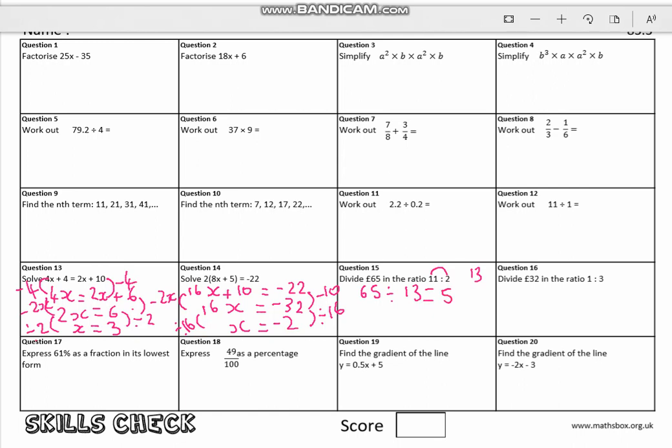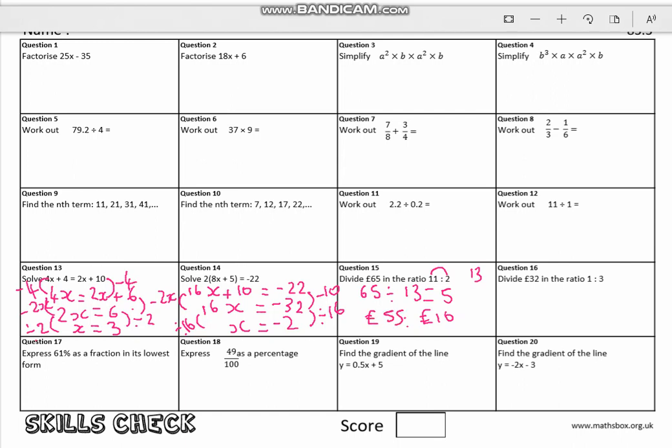Now I know that 1 bit is worth 5. I want to split it into 11 bits and 2 bits. If I do 2 times the 5, I know that this side of my ratio is going to be £10. And then if I do 11 times 5, because 5 is 1 bit, I know that's going to be this side of the ratio, so that would be 55.